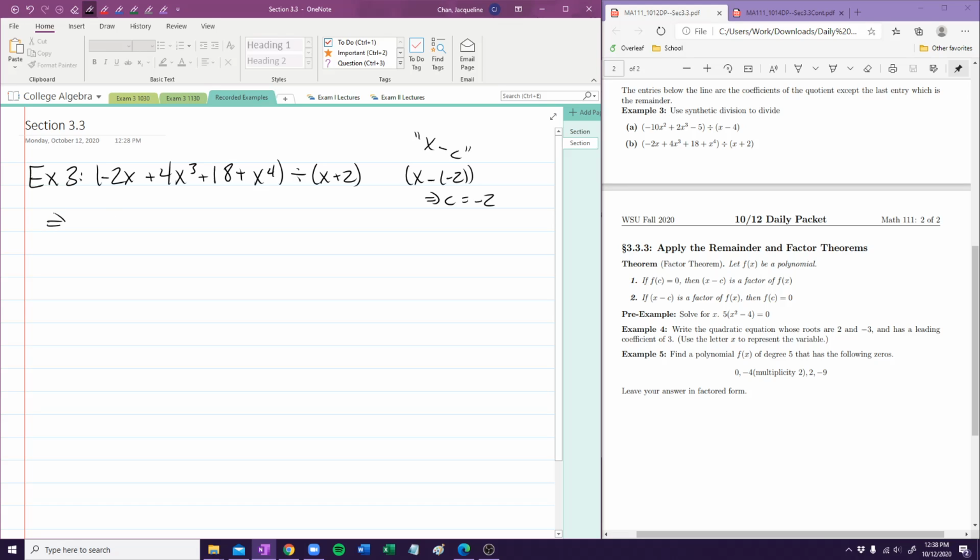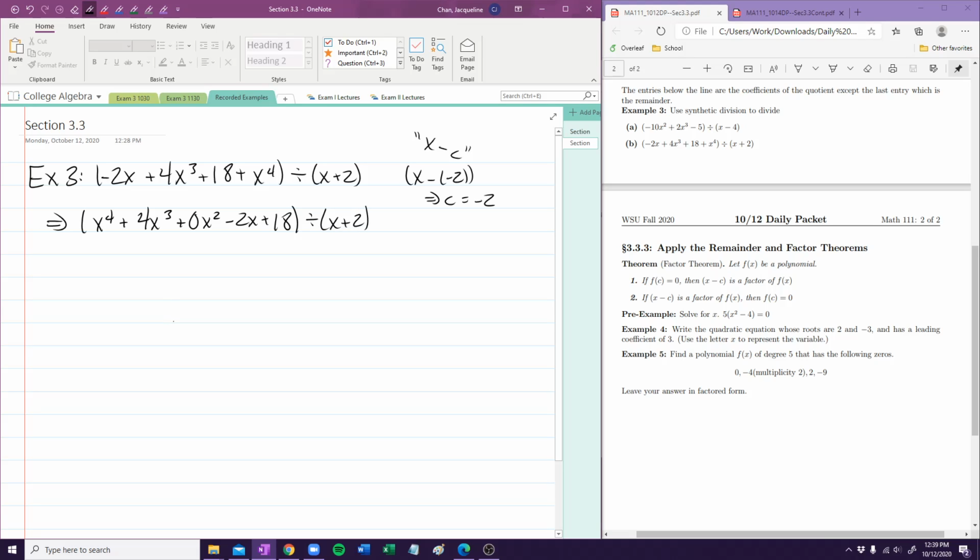Now what we want to do is make sure that our dividend and our divisor are both in descending order. So my first term, I have x to the fourth. Since my degree is 4, I know I need 5 terms. I count 1, 2, 3, 4. I only have 4 terms. So I know I'm going to need a placeholder somewhere, so I'm going to be on the lookout. And then I don't have an x squared, so this is going to be 0x squared minus 2x plus 18, divided by x plus 2.